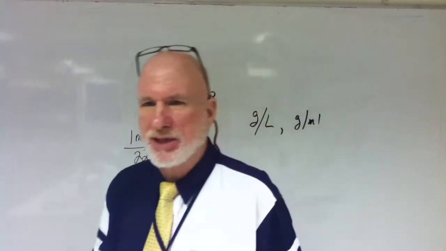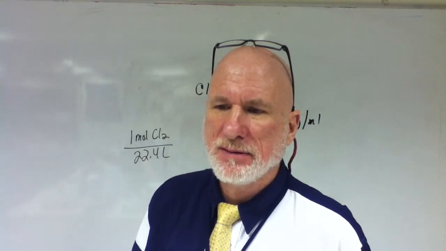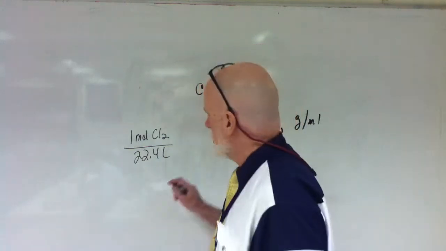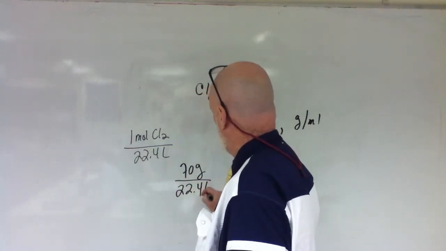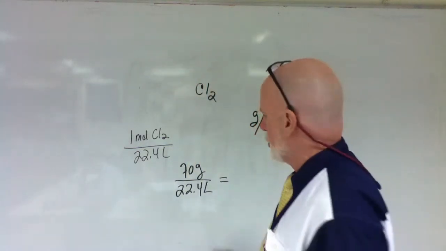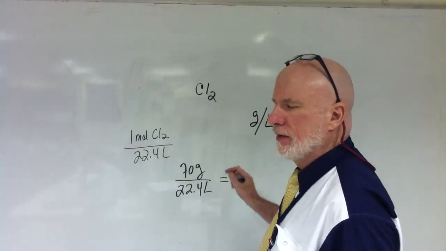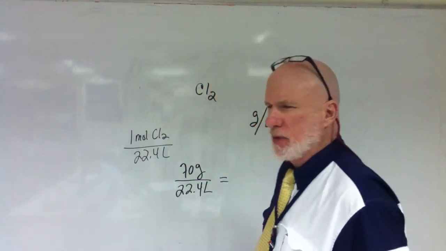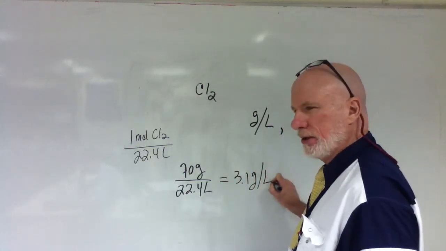What's the mass in grams of a mole of chlorine gas? 70, right? We're rounding, a little round off error there. Is that okay? So it would be 70 grams per 22.4 liters. What would that be, therefore, in grams per liter? 3.125. Can we just say 3.1? 3.1 grams per liter. Is that okay?